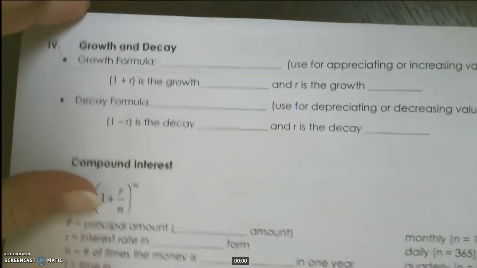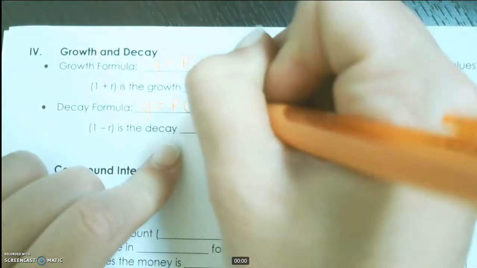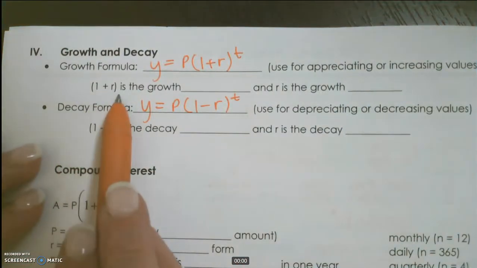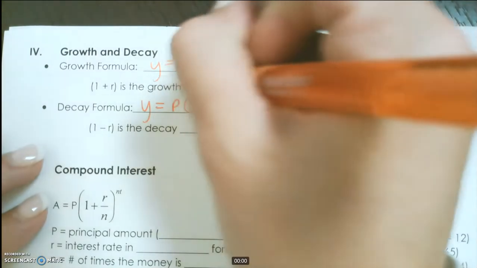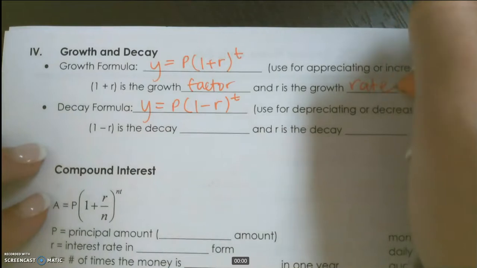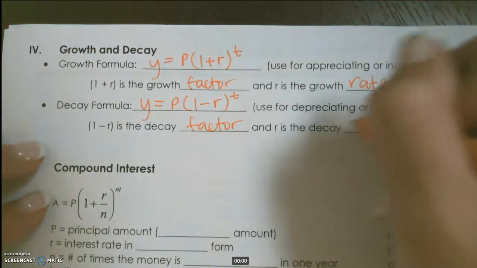Next, we're going to talk about the growth and decay formulas. Growth is going to be y equals p, your principal, times 1 plus r to the power of t, where decay would be y equals p times 1 minus r to the power of t. The 1 plus r is the growth factor, and the r is the growth rate. Same thing, 1 minus r is the decay factor, and r is the decay rate.